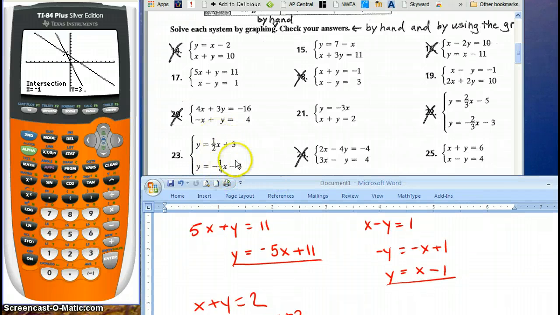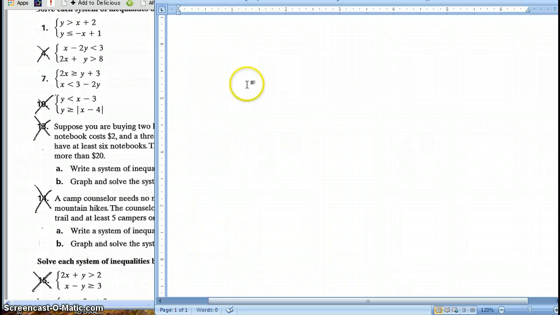Same thing if you're graphing by hand in 23, it's already in fraction form. And then here you have to solve for y. So that's how you do some of the questions from 3-1.